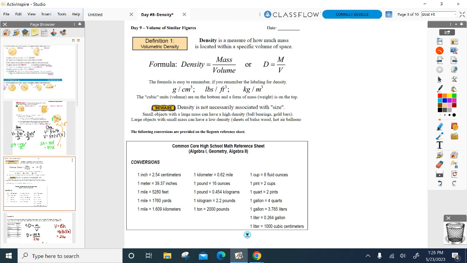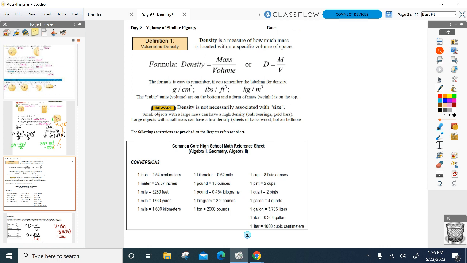A couple things. Density. I kind of lied yesterday when I said the surface area of the sphere would be the only formula you'll need to remember that's not on the formula sheet. I guess density would be the second one then. All right, mass divided by the volume. That's why it's in this unit, because you need the volume of an object to find its density.